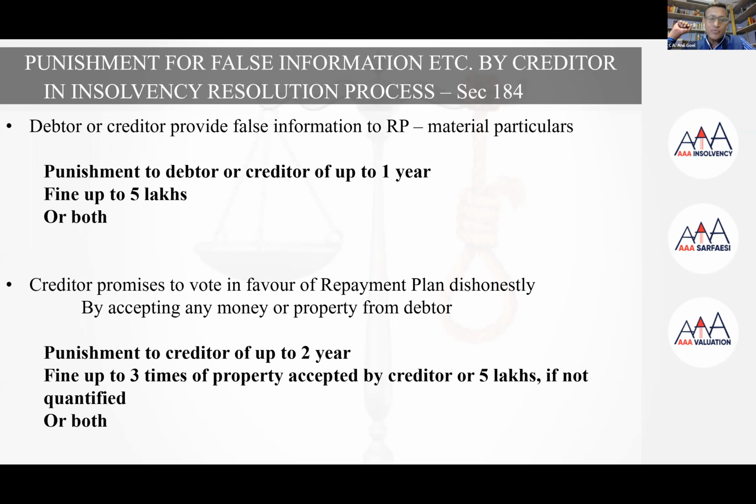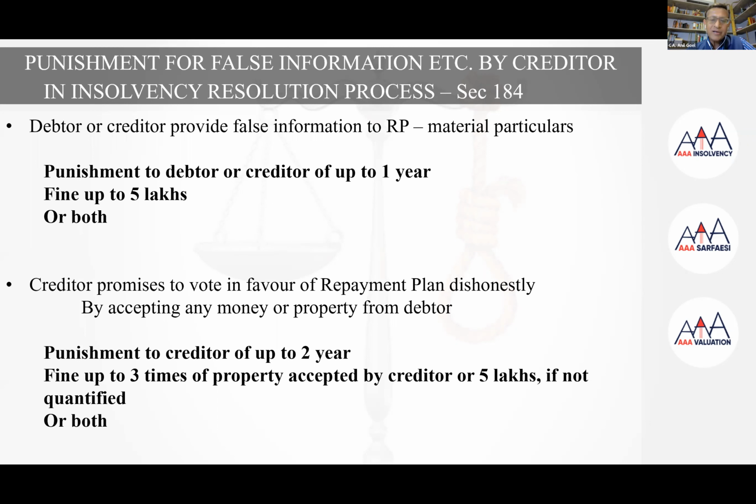In this case, this particular section is applicable to debtor or even creditor, and the material particulars are false. Then there is a punishment to debtor or creditor of up to 1 year or a fine of ₹5 lakhs or both.